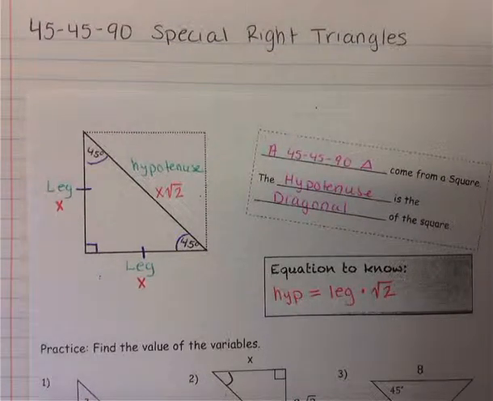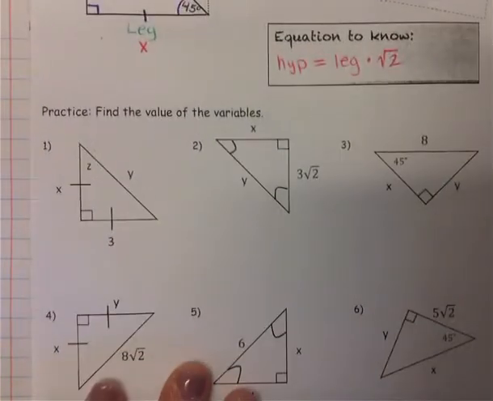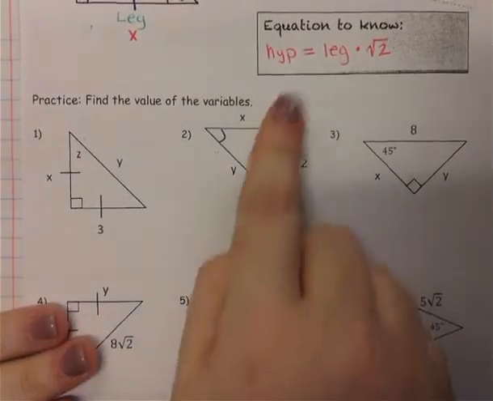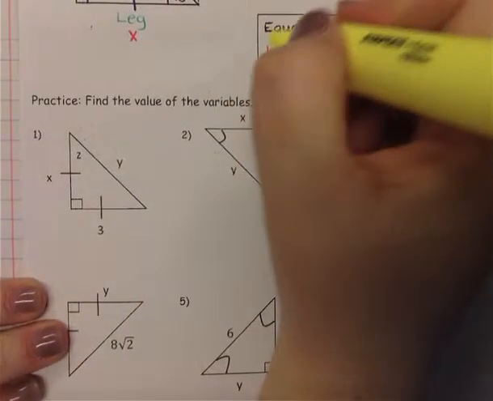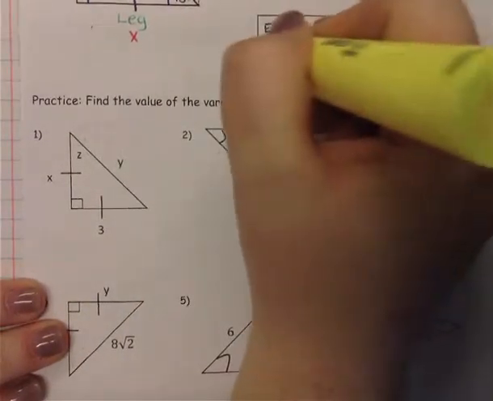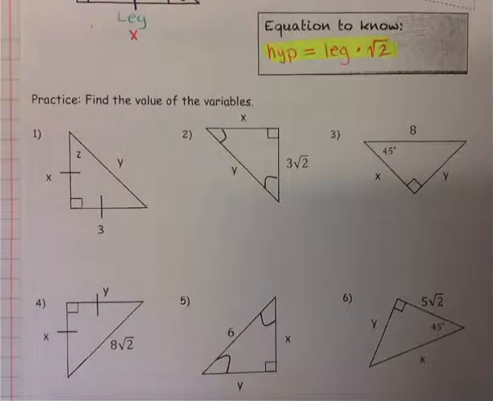This video is on 45-45-90 special right triangles. I'm going to be doing a few examples. We're going to be using this equation: the hypotenuse is equal to your leg times the square root of 2. This is the equation you want to know for 45-45-90 triangles.